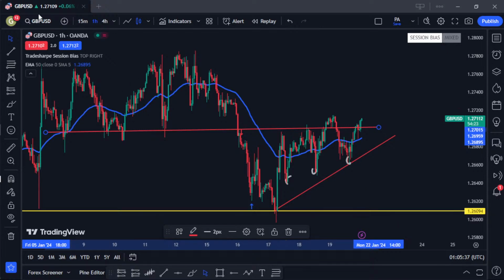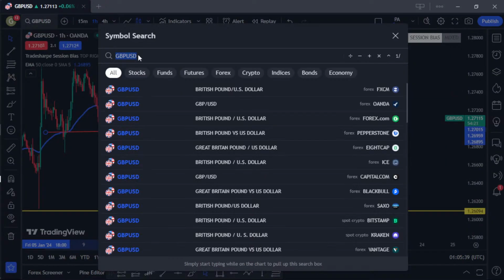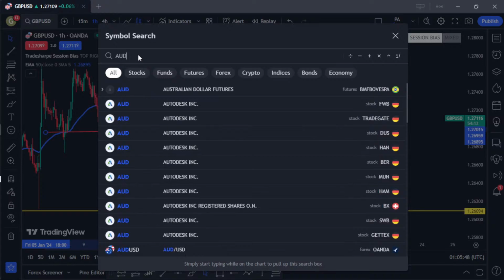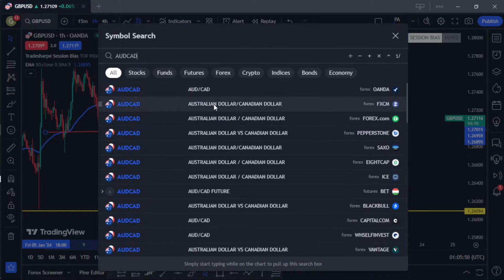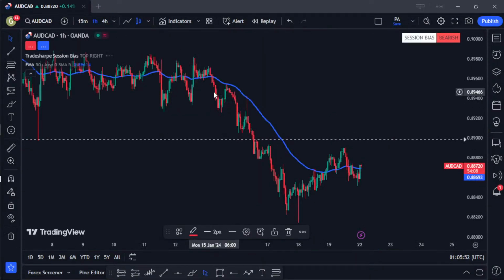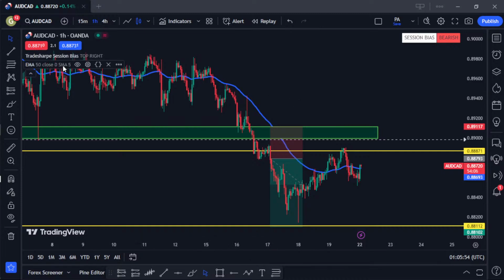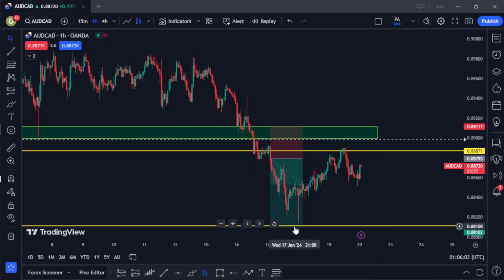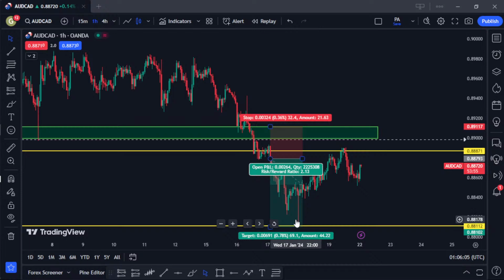So now let me move on to a totally different market. In this case, I'm going to the third one on our list, which is the Australian dollar, Canadian dollar. So now let me just go over to AUDCAD. Let me close all of this. You can see I had a trade on it earlier on, and the trade already hit. You can see the long wick here. So now let me just remove all drawings.